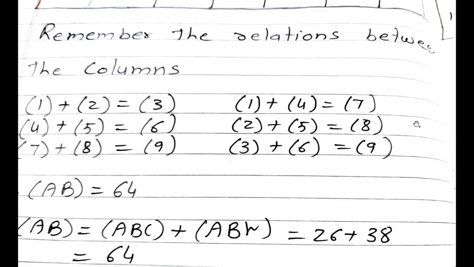So these are the relations between the columns. 1 plus 2 is equal to 3. Then 4 plus 5 is equal to 6. 7 plus 8 is equal to 9. 1 plus 4 is equal to 7. 2 plus 5 is equal to 8. 3 plus 6 is equal to 9. So see the values which we are getting.